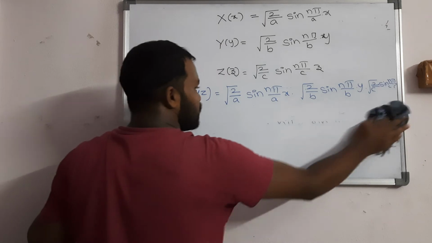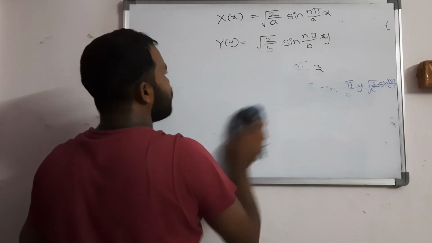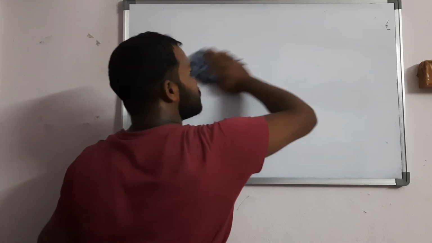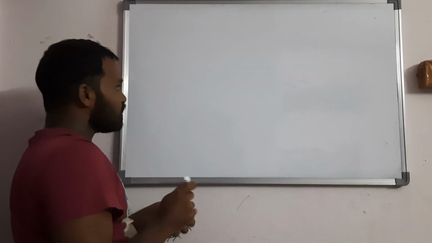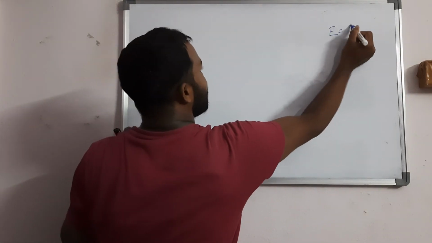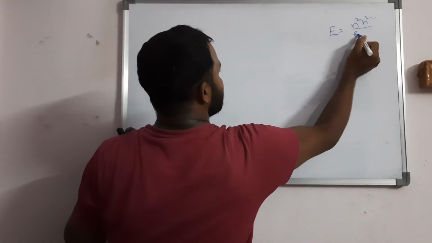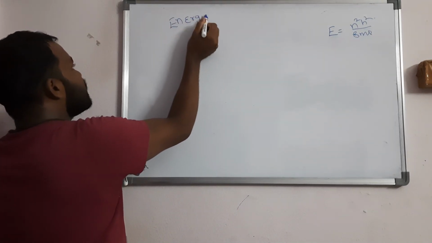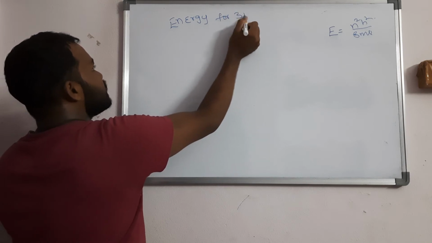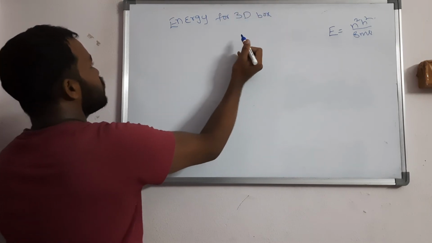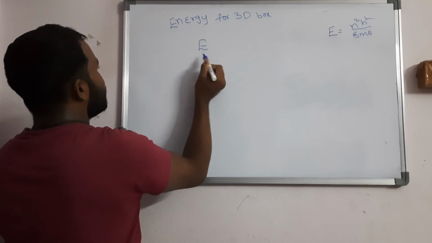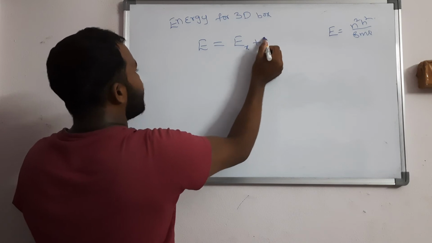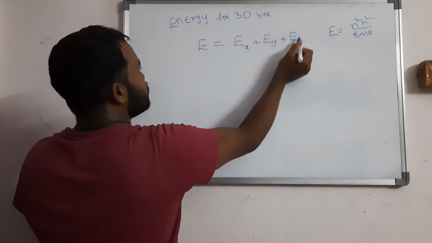If I talk about energy, what is the energy for the 1D box? Energy for the 1D box is E equals n square h square by 8 m L square, as I already told you. For the 3D box, we should write first: the energy E for the 3D box is the sum over all directions, Ex plus Ey plus Ez.